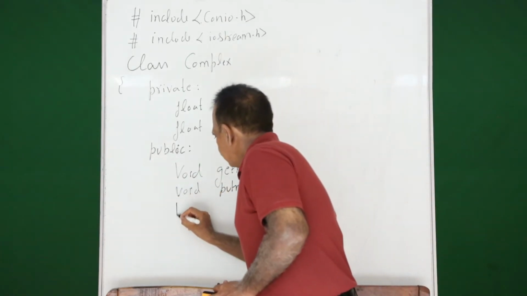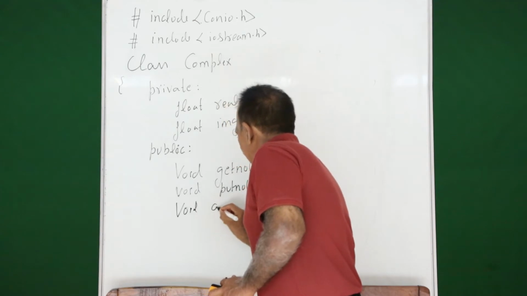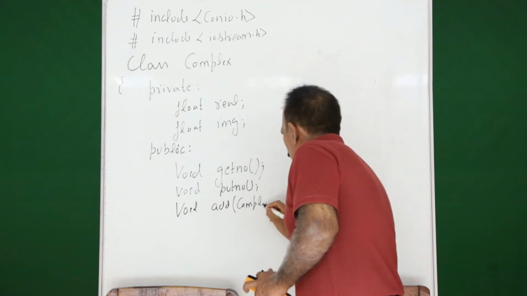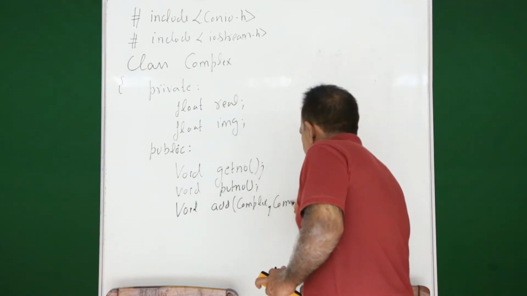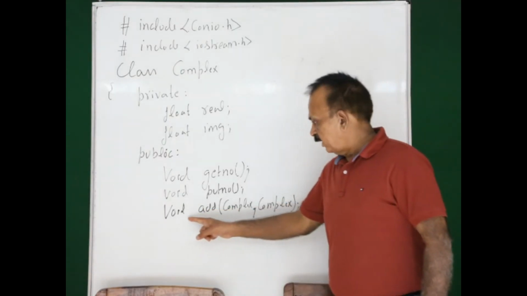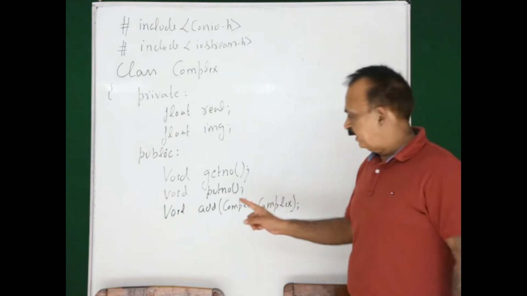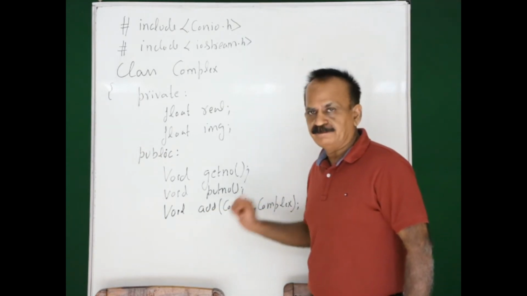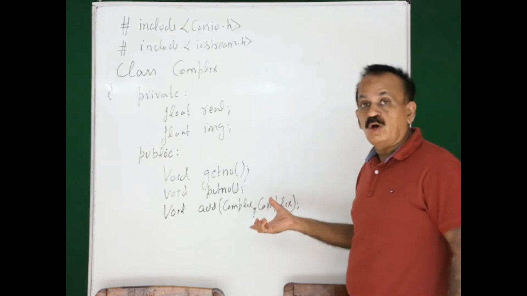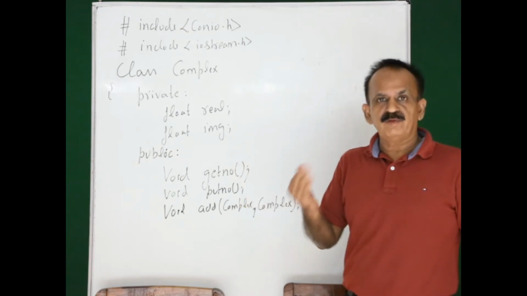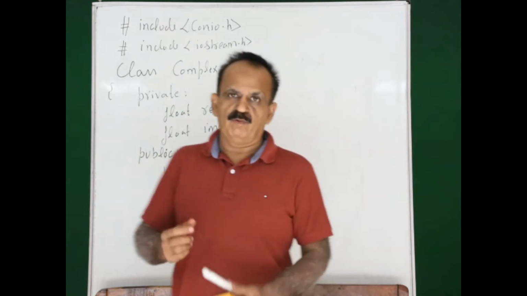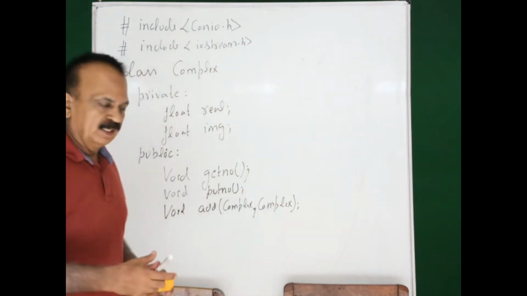The next one is addition. It is void add, and in brackets I say complex, comma, complex. Now this declaration is very important. This particular is the declaration of this function. This indicates the name of the function is add. We will be providing two complex numbers as the arguments. Now these will be the two complex numbers which are to be added. Now where will be the result? The result will be stored in the calling object. So three objects are involved, two as arguments and one is the calling object.